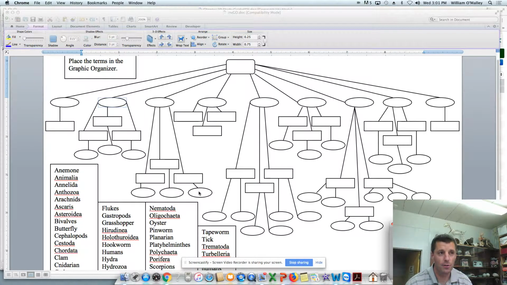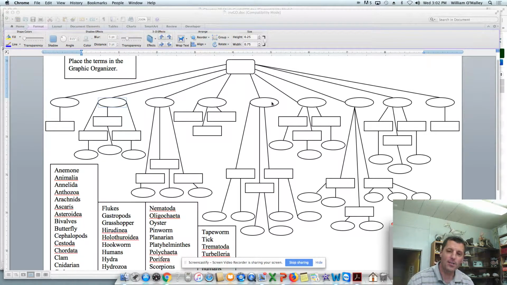Turbellaria, which includes planarians. The next group is roundworms or nematodes. What were three examples? I know this isn't really the right shape because I skipped. We didn't have any classes of roundworms, only examples. Jackson, what's an example? Pinworm is right. What else, Samuel? Hookworm. And what else, Sophia? Ascaris. Pinworm, hookworm, and ascaris.